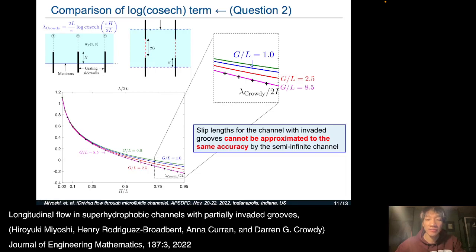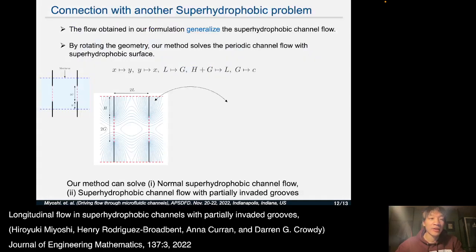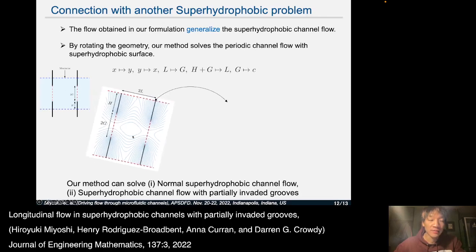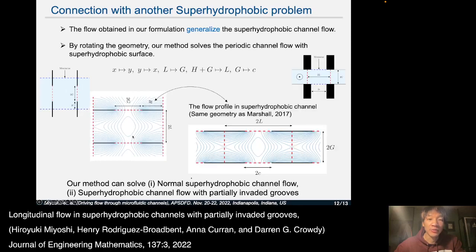The final remark is a connection with another super hydrophobic problem. We solve the flow with partially embedded grooves, but by rotating 90 degrees, our method solves the periodic channel flow with super hydrophobic surfaces. So our method can solve both normal super hydrophobic channel flow and super hydrophobic channel flow with partially embedded grooves. This means the flow obtained in our formulation generalizes the super hydrophobic channel flow.